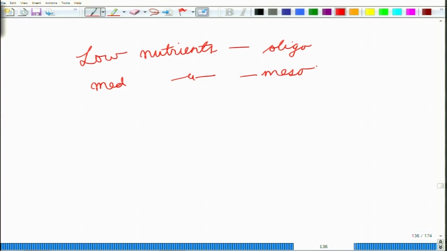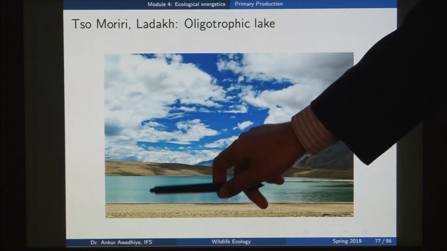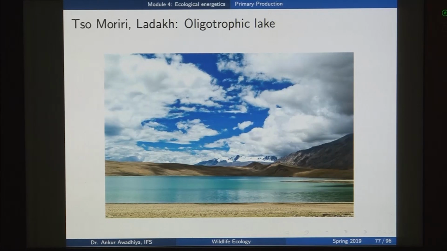So, this is an example of an oligotrophic lake, the Tso Moriri lake in Ladakh. In this case you can observe that there is hardly any plant growth or hardly any algae growth that we are observing here. Now, why is this lake an oligotrophic lake? Because it is getting its water from the glaciers.